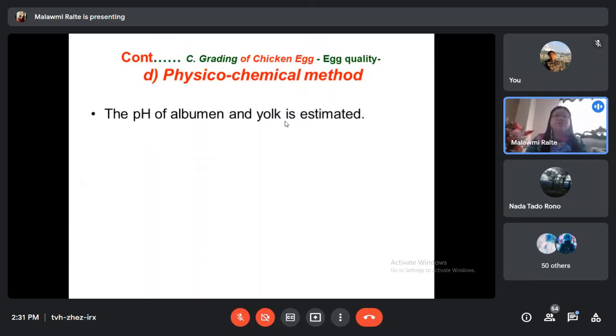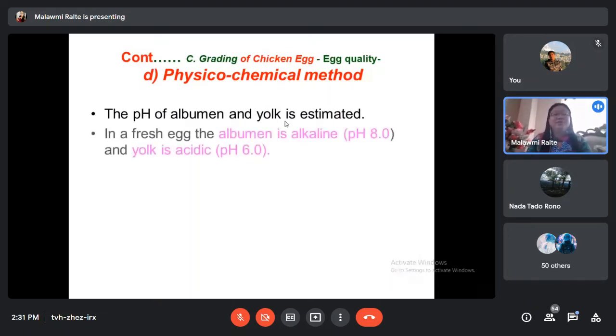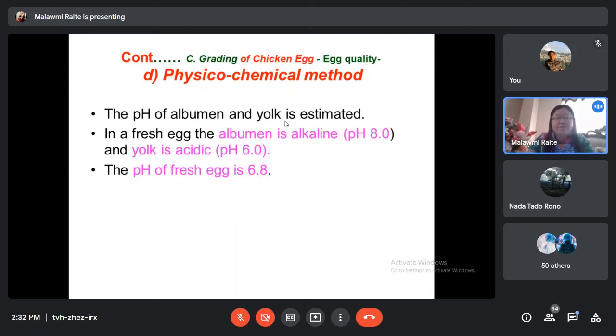Now, the fourth one, that is the physical chemical methods under grading of the chicken egg. The pH of the albumin and the yolk is estimated. So this is important. Okay, try to remember for the fresh egg. In the fresh egg, the albumin is alkaline, that is pH 8, and the yolk is 6. pH of yolk is 6 and albumin is 8. So the whole egg, the combination of the albumin and the yolk as a whole, is 6.8. So easy to remember. Okay, yolk is 6 and albumin is 8. So fresh egg pH as a whole is 6.8.